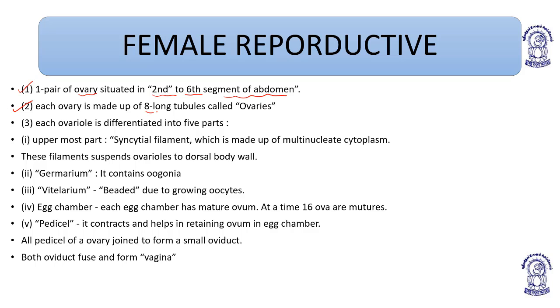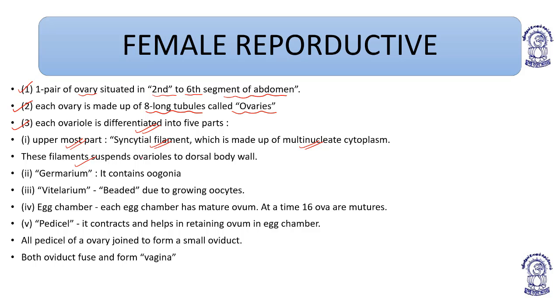Each ovary is made up of 8 long tubules. These are known as what? Ovarioles. Each ovariole is differentiated into 5 parts. The uppermost part is the syncytial filament, which is made up of multinucleate cytoplasm.